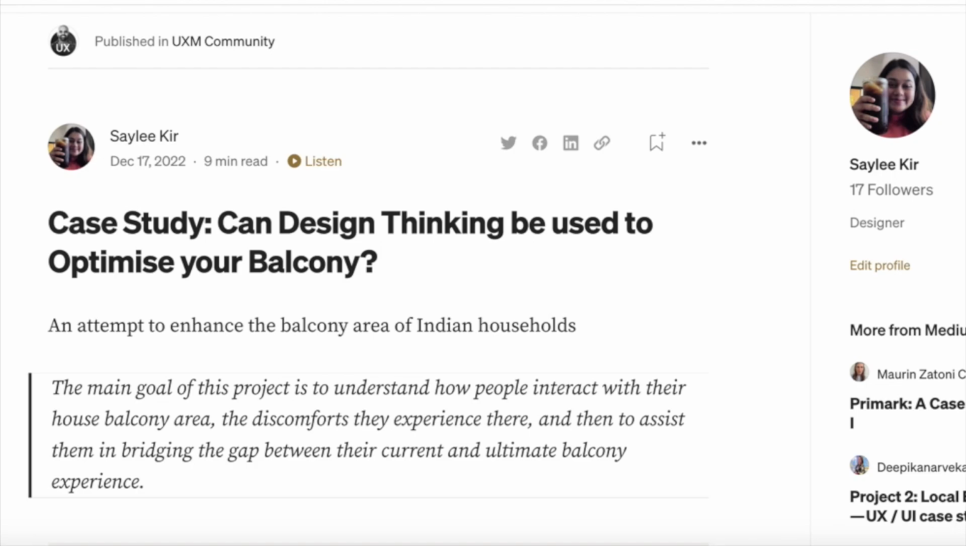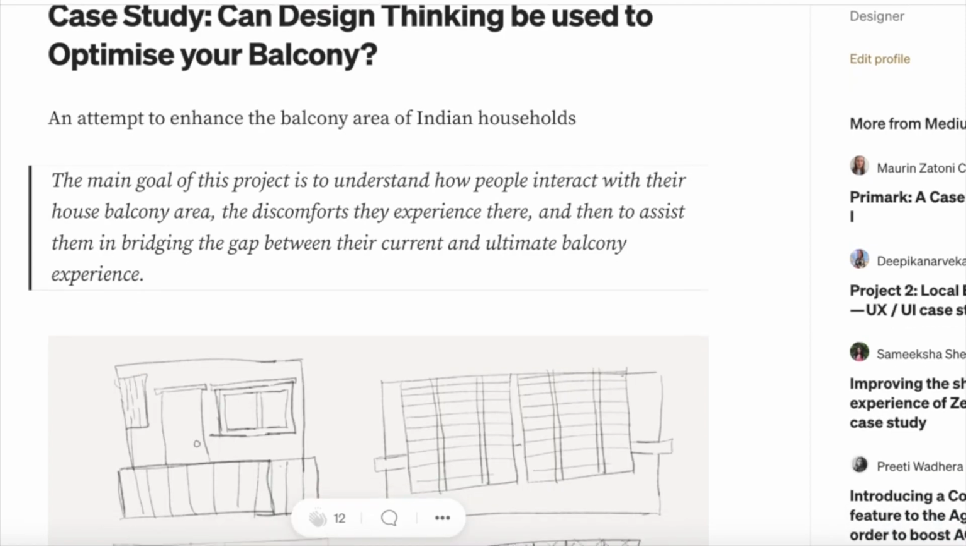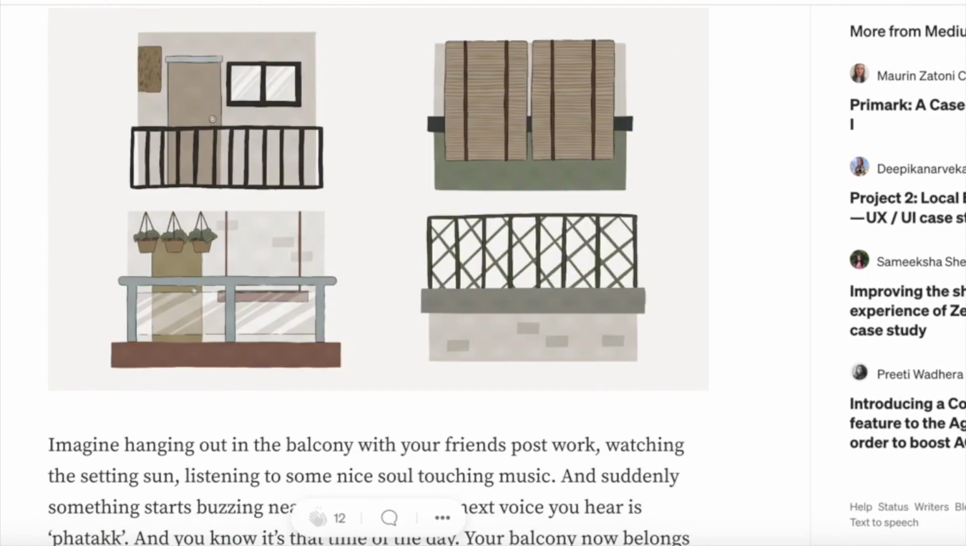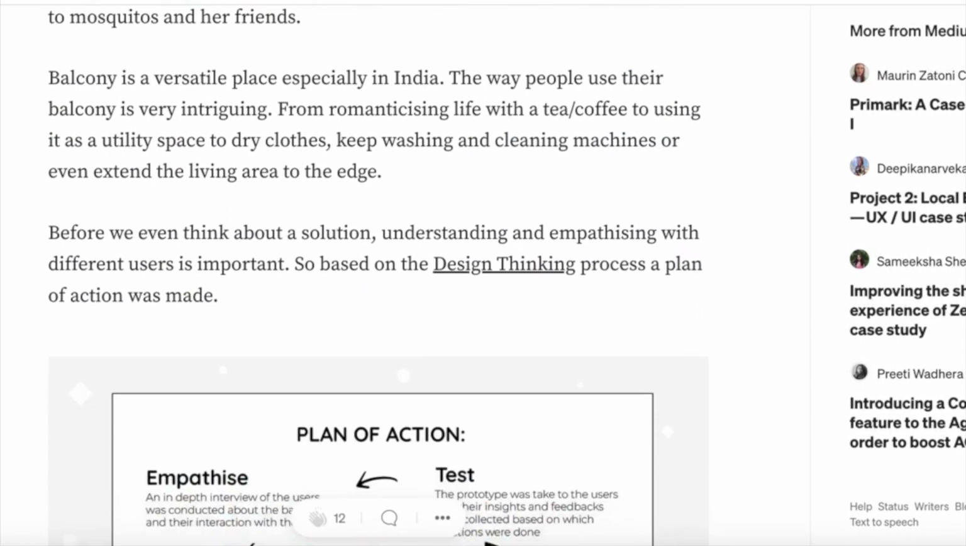This case study is to understand how people interact with the balcony areas, to understand their discomfort and their experiences, and then assist them to bridge the gap between the current balcony and the ultimate balcony experience. Based on which, a plan of action was made.